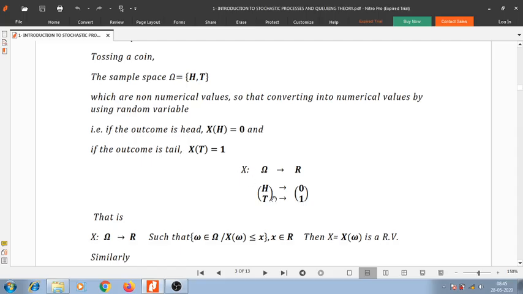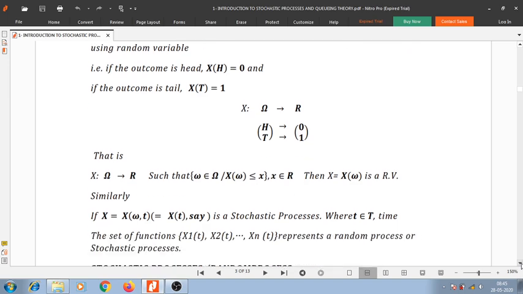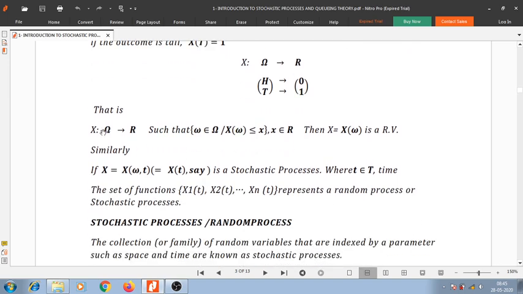Agreed? Right. The same thing is also shown as: let X be a mapping from omega to R such that small omega belongs to capital Omega. What is the small omega? The sample point. This small omega acts as H or T. What is the capital Omega? The sample space. X(omega): X(H) = 0, X(T) = 1. What is R here? The real number set. So this X is called a random variable.